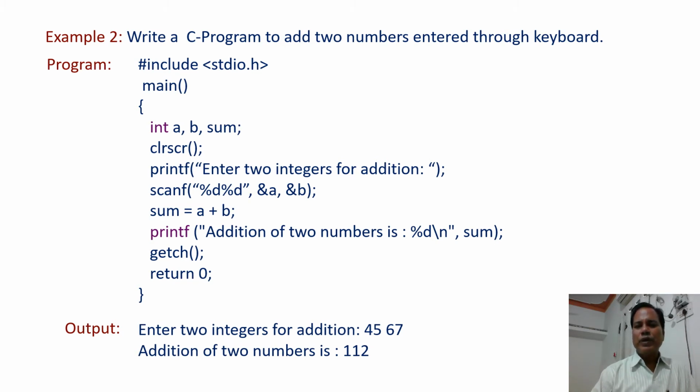Initially, "enter two integers for addition". So this message is displayed, and then we enter two integer numbers. Once these two integer numbers are typed and the enter key is pressed, we suddenly get "the addition of two numbers is 112". So in this way, whenever we require to get data from the keyboard, we have to write a C program, or code for a C program, like this.